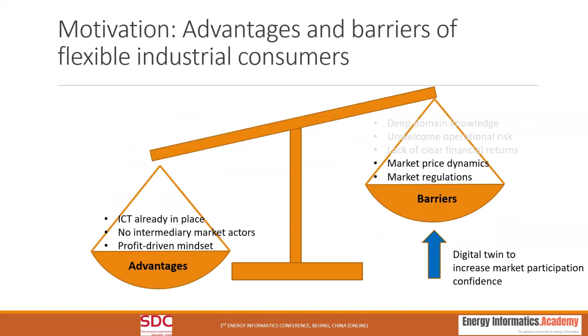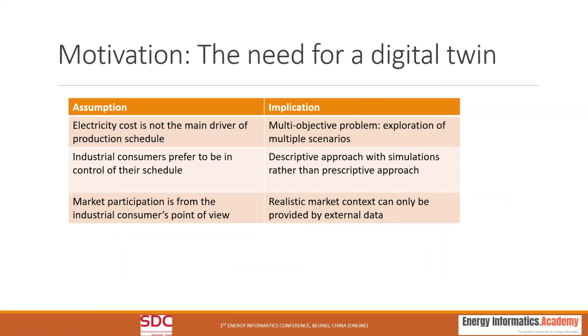So what this project is trying to do is to develop a digital twin to increase the market participation confidence, to produce results in the sense that this sense of risk and uncertainty is reduced, and then the advantages outweigh the barriers. Why do we use a digital twin specifically, or why is this a specific tool? To understand that, I think it's important to have three assumptions in mind. The fact that electricity cost is not the main driver of production schedule. So there's the logistical schedule and the production schedule to take into account. And so that makes it a multi-objective problem. And that means you need to explore multiple scenarios. So it calls for a scenario-based approach.